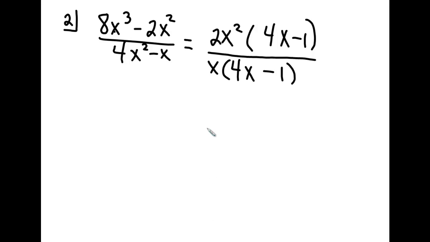Notice something nice happens here. On both top and bottom, I have 4x minus 1, so those will cancel. Also notice on top I have 2x squared. Now this is the same thing as 2 times x times x. That means I have an x on the bottom and an x on the top that I can eliminate. So our answer is just 2x.